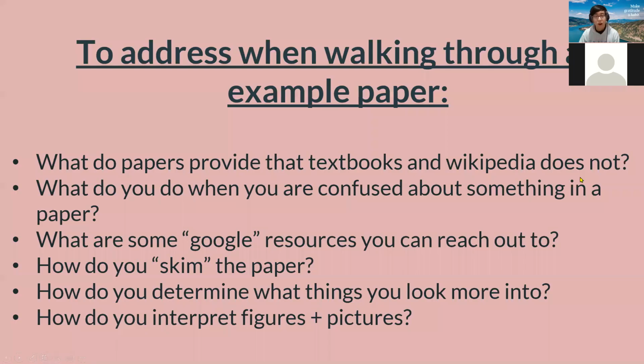Okay, so before I switch over, things to address, or not to address, but I guess to ask, when walking through an example paper. First of all, think about what papers provide that textbooks and Wikipedia don't. What do you do when you're confused about something in a paper? What are some Google resources you can reach out to? How do you skim the paper? How do you determine what things you look more into? How do you interpret the figures and pictures? So I'm going to try to answer most of these points while I'm looking.